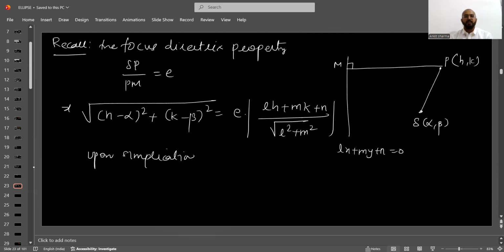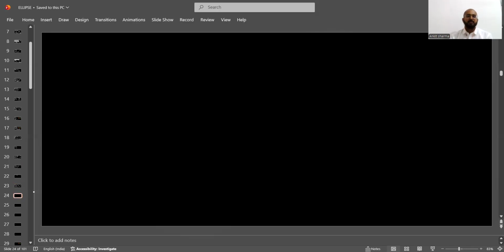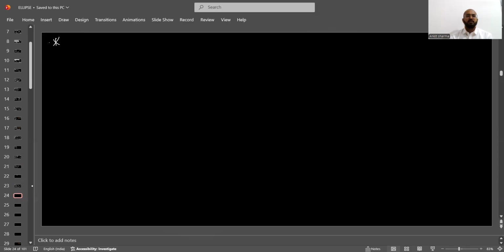we get ax square plus 2hxy plus by square plus 2gx plus 2fy plus c is equal to 0. The general equation of conic we get here. Now from here we have to be sure that this, let's say I'm calling this equation the star equation, represents an ellipse.